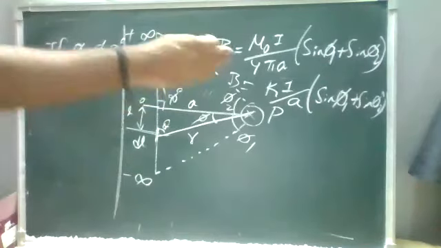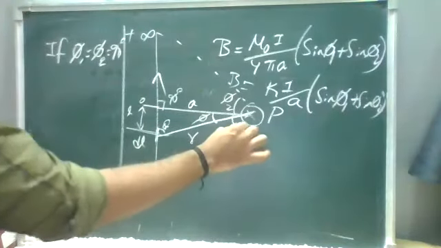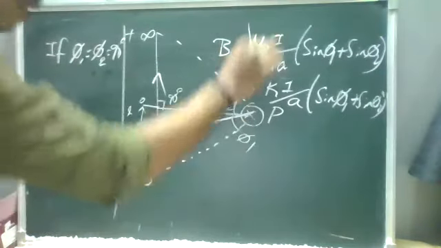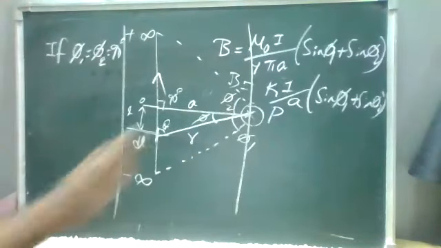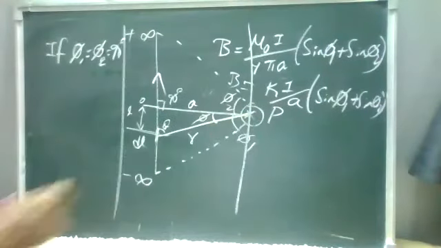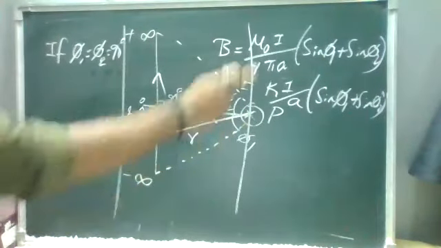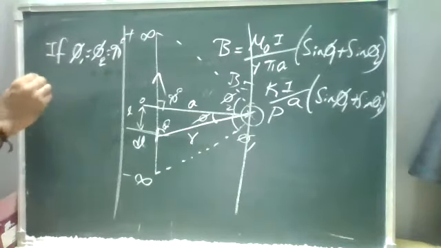So when phi 1 and phi 2 are 90 degrees, current and magnetic field are both parallel to each other. Remember, current and magnetic field are parallel to each other when angles phi 1 and phi 2 are 90 degrees, at a distance of A. Now we will take the relations.